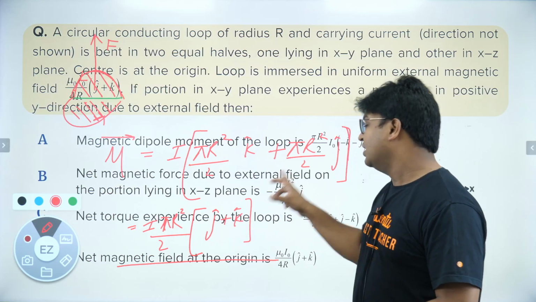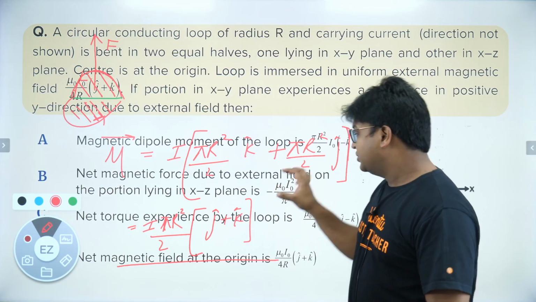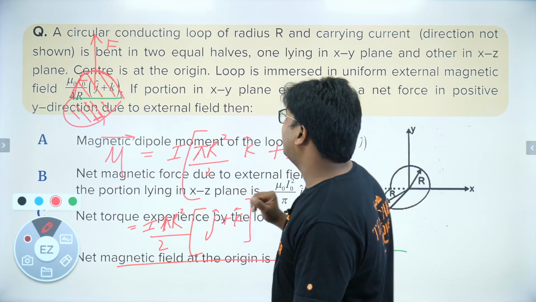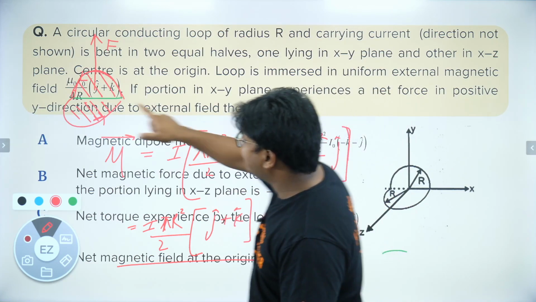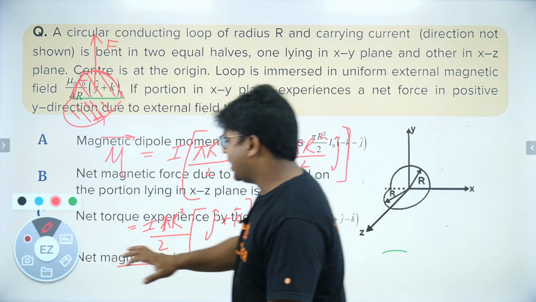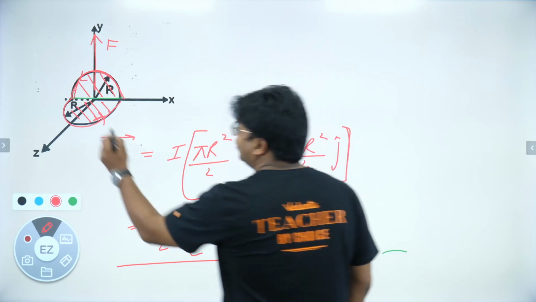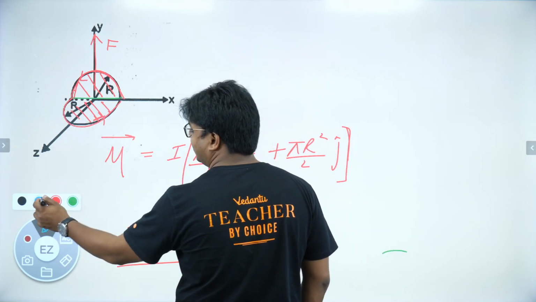I'll have to check the magnitude. Alright, checking about the magnitude is still left. So what I'm going to do here is, okay, magnetic field is given to me. So I'm going to use this formula now. How to do that? To know magnetic force acting on this part.